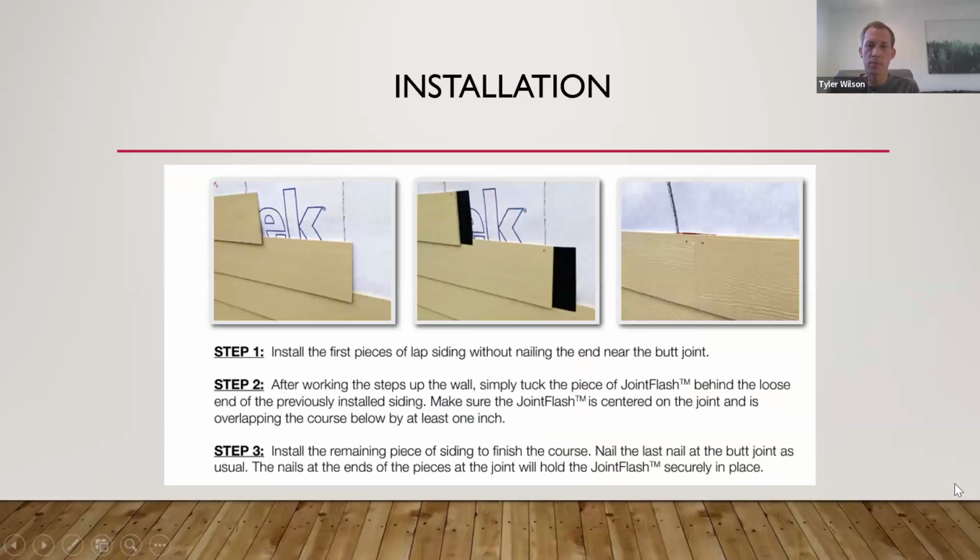So here's a basic installation graphic, just so we can all be on the same page and see exactly what we're talking about. Hardy lap siding there, we've got an open run on step 1. So you just install the first pieces of lap siding without nailing the end near the butt joint. The butt joint being where 2 pieces of the same run are coming together and meeting with that vertical butt joint. Step 2, after working the steps up the wall, just tuck the piece of joint flash behind the loose end that wasn't nailed. Make sure joint flash is centered on the joint and overlapping the course below by at least 1 inch, as manufacturers recommend. And then step 3, put the final piece onto each step and nail the last piece at the butt joint.